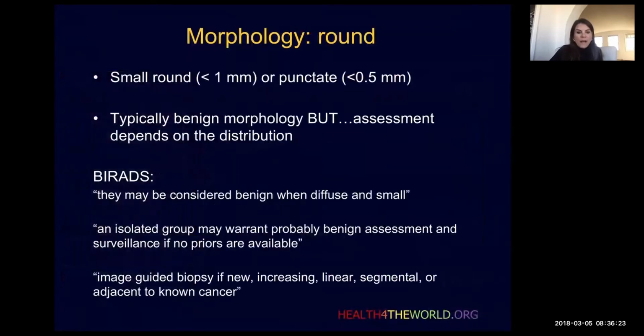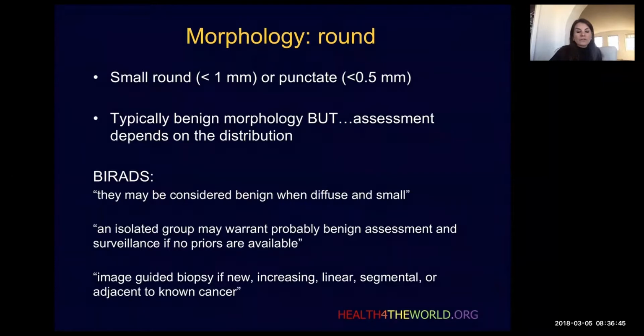So round calcifications we talked about earlier. These are small, round, or punctate and are typically benign, but assessment is going to depend on the distribution. Like we talked about in the special cases, they may be considered benign when diffuse and small. An isolated group may warrant a probably benign assessment and surveillance if no priors are available.